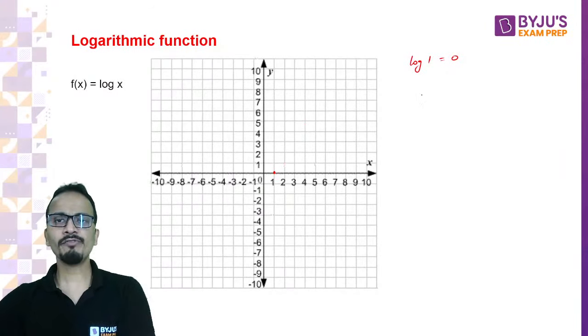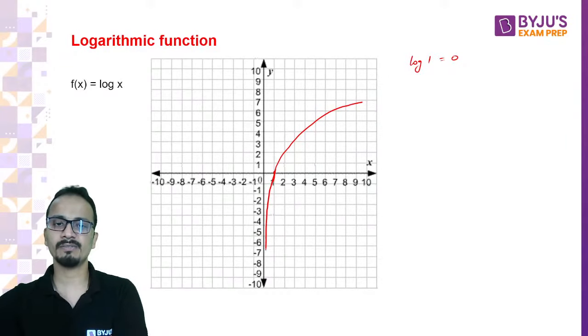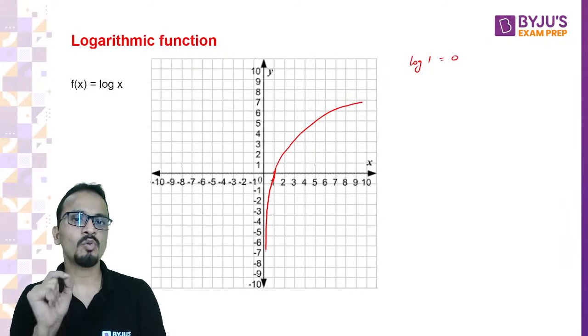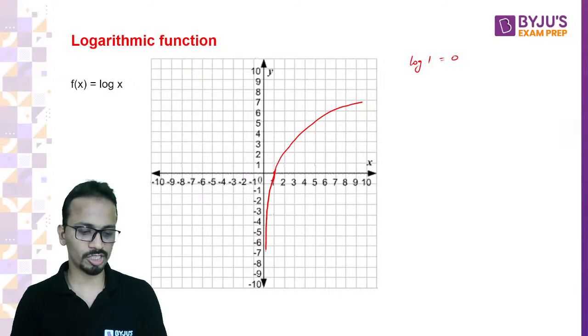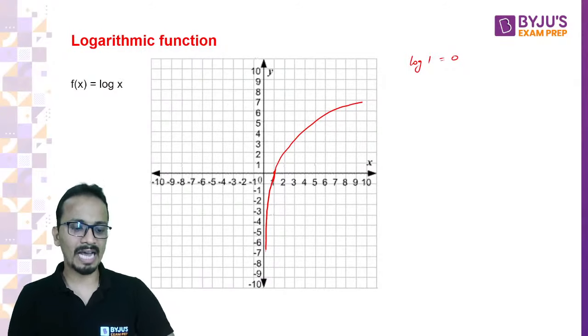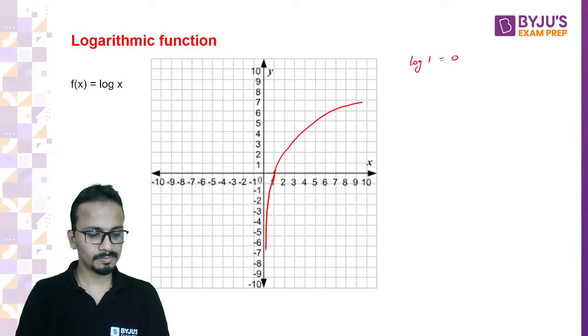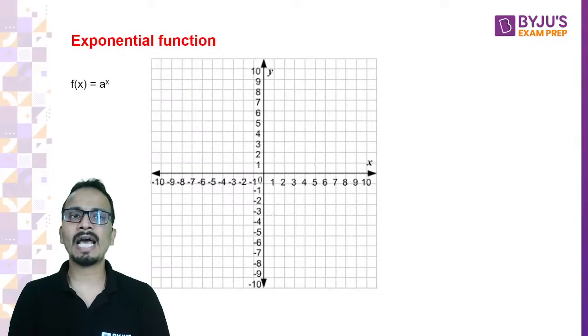Okay, now if you will increase the value of x, the value of log x will keep on increasing. So I'll draw a rough graph of log function. So above x-axis it will be like this, and below x-axis the values will keep on decreasing. Okay, the values will keep on decreasing, but it will never touch y-axis. So this will be a rough graph of a log function. Am I clear? Okay, great.